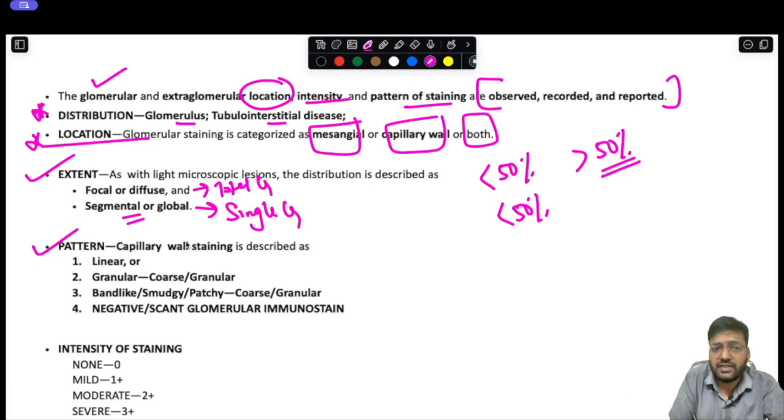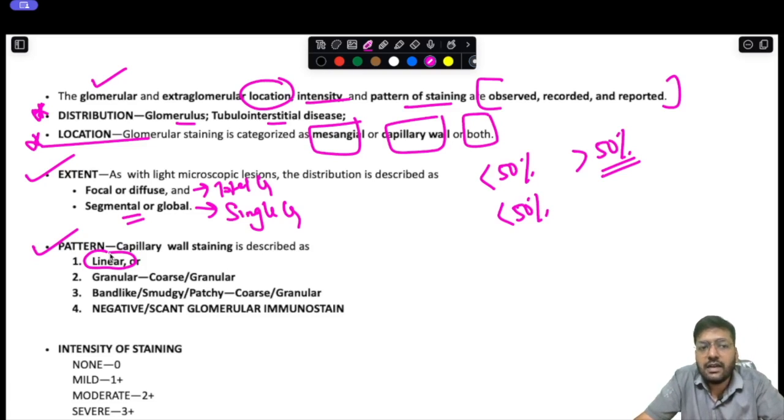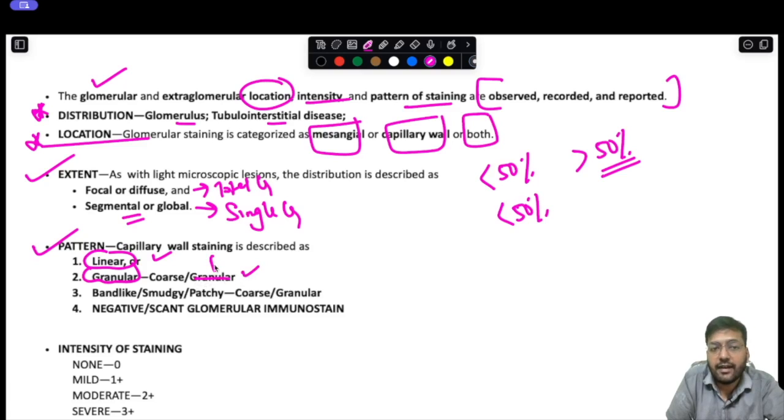Then you have the pattern of staining. The capillary wall staining can either be linear. We have already seen in the lecture on renal biopsy what a linear pattern of staining looks like, and we have already seen what a granular pattern looks like and what a smudgy pattern looks like. So what are the different patterns of staining that we can appreciate in immunofluorescence? The first pattern is either linear or granular. Granular varieties can either be coarse granular or fine granular. Similarly we have band-like, smudgy or patchy staining, which again can be either coarse or fine.